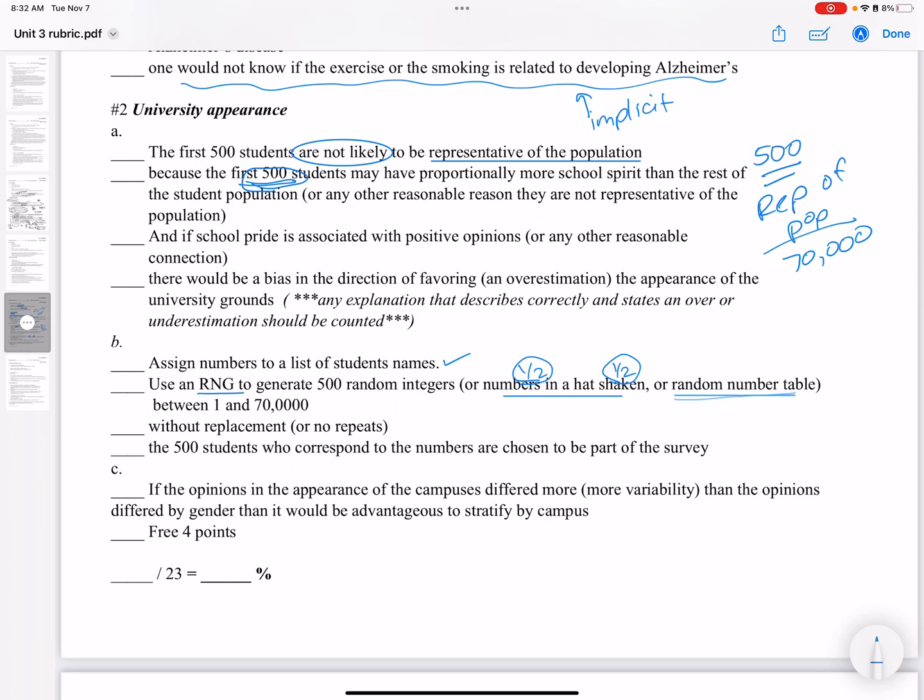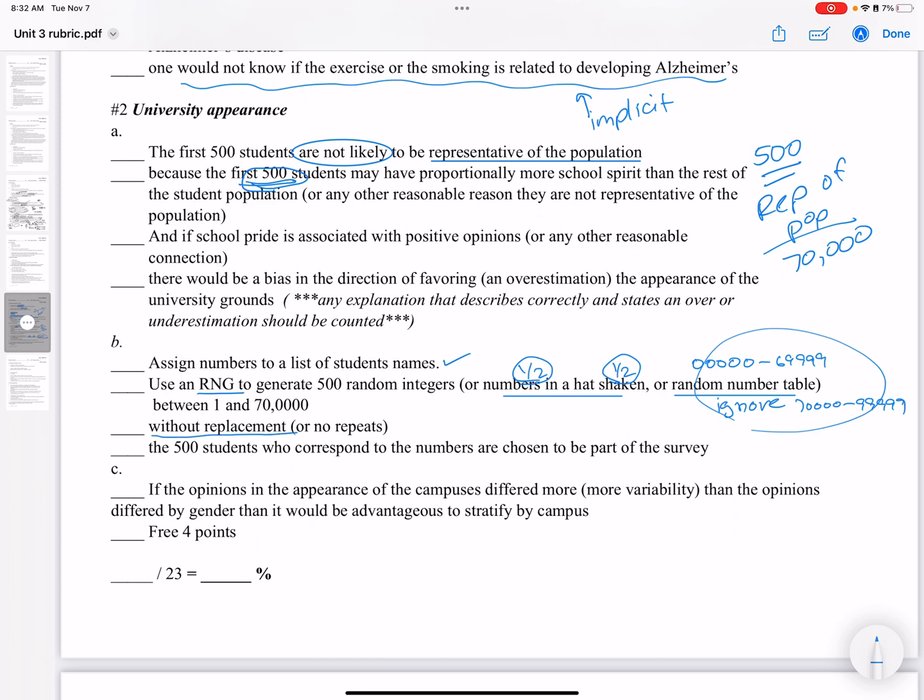A random number table. Of course, if they say random number table, they're going to have to go from 00000 to 69999, or 0001 to 70,000, and then ignore the others. So they'd say ignore others. A random number generator is just a little bit easier to put. So they'd ignore 70,000 to 99999. Those would all be necessary if they mentioned a random number table.